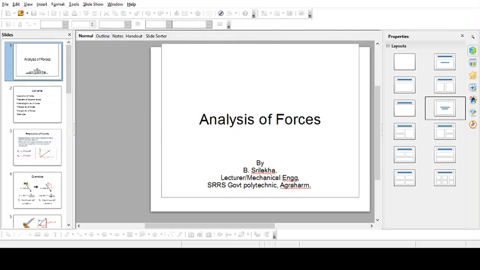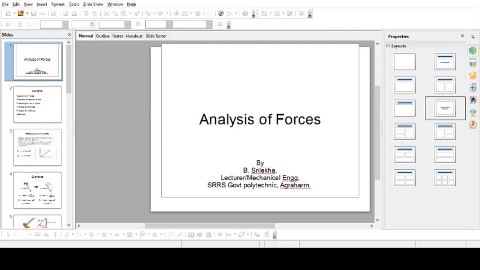So in this class we have discussed various things such as resolution of forces. Resolution of forces is nothing but splitting of a single force into two components, that is horizontal and vertical components. Simply, if F is a force, then the horizontal component is F cos theta, and the vertical component would be F sin theta. In that manner we resolve the forces.